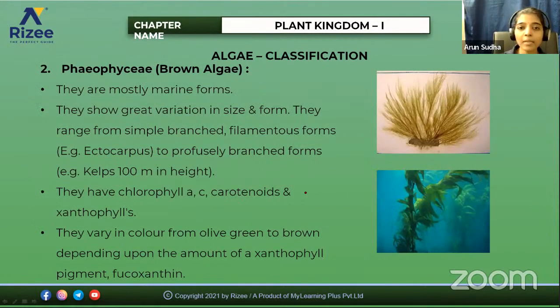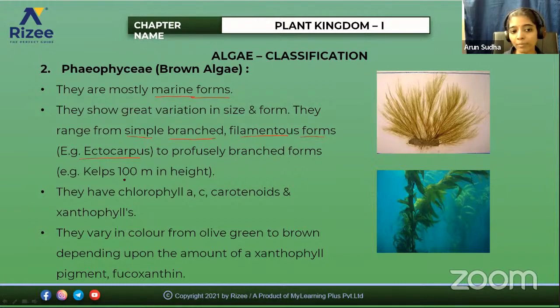Next is the brown algae. We have to note down the ways in which brown algae differ from green algae, so that it will be easy for you to study. They are mostly marine forms. In green algae, we saw both freshwater and marine forms. Here they are mostly marine. They show great variation in size and form. They range from simple branched filamentous forms, for example Ectocarpus, to profusely branched forms.